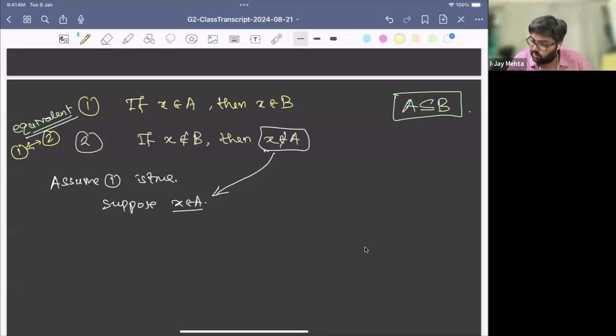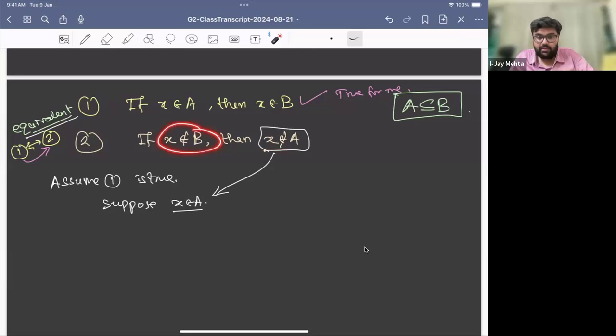So right now I am going from 1 to 2. I assume that statement 1 is true, and I am proving statement number 2. Statement number 2 says if X is not in B, then X is not in A. So X is not in B, and I have to prove that X is not in A. So I say, suppose if possible, this is not true.